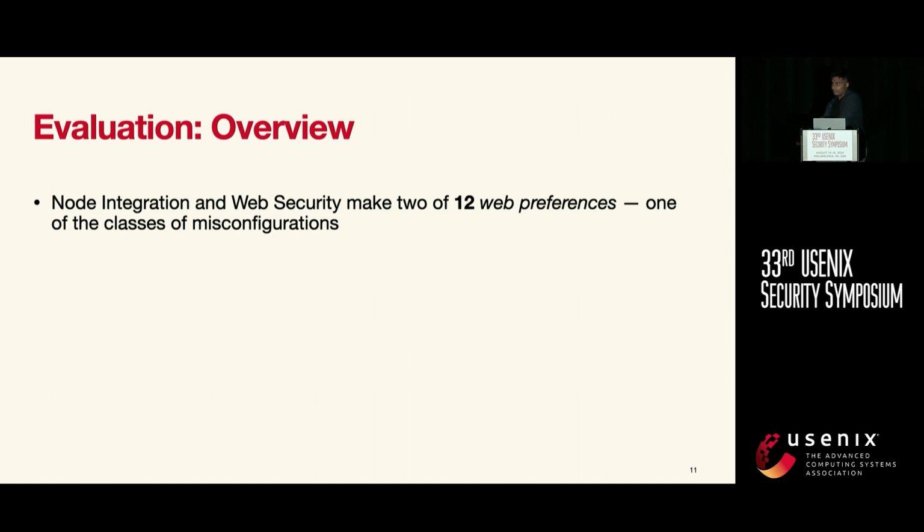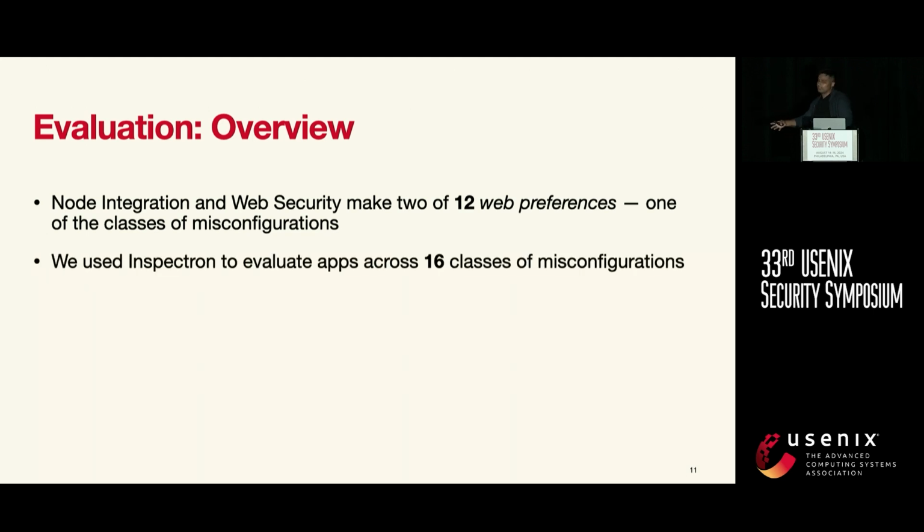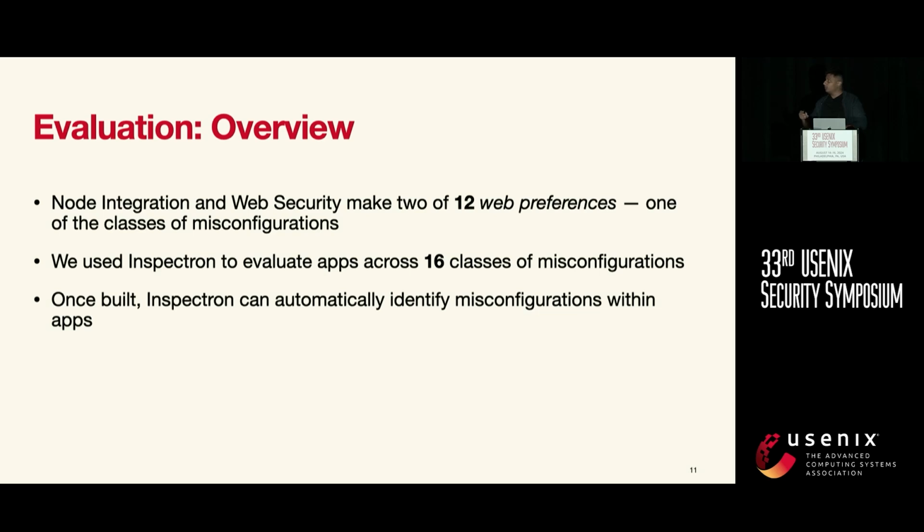As an overview of our overall evaluation, those 2 examples that I gave make up 12 of the web preferences that we check. And those 12 web preferences in turn make one class of misconfigurations that we check. That one class is a part of 16 classes of misconfigurations that are implemented within Inspectron. But once this has been built, it can be used over and over again to identify misconfigurations across a range of apps. As a result, we were able to just reuse this code and automatically report on misconfigurations from over 109 apps.